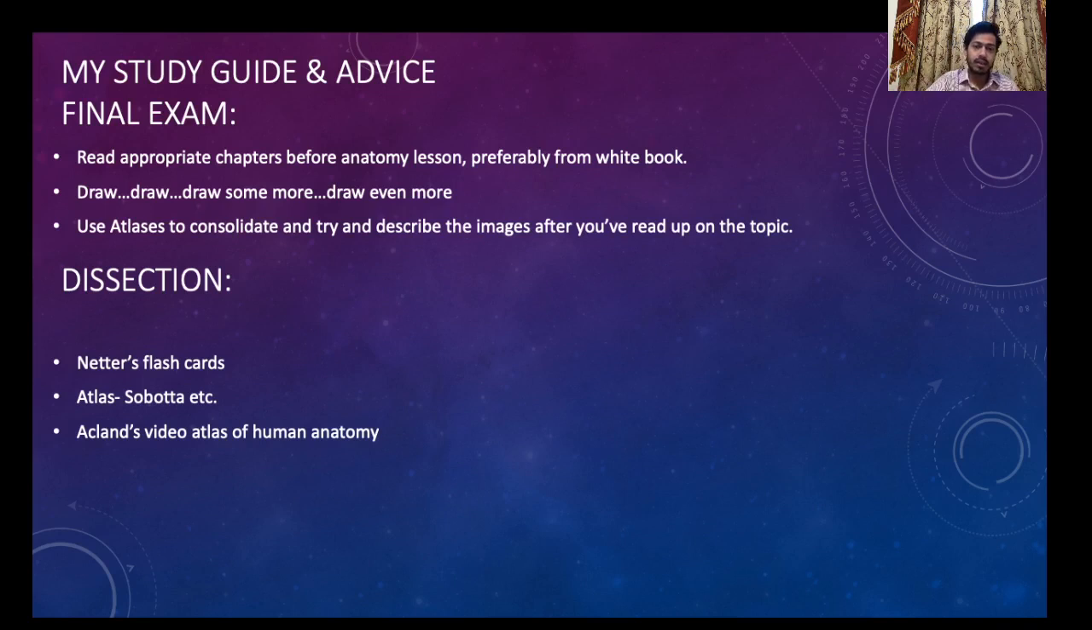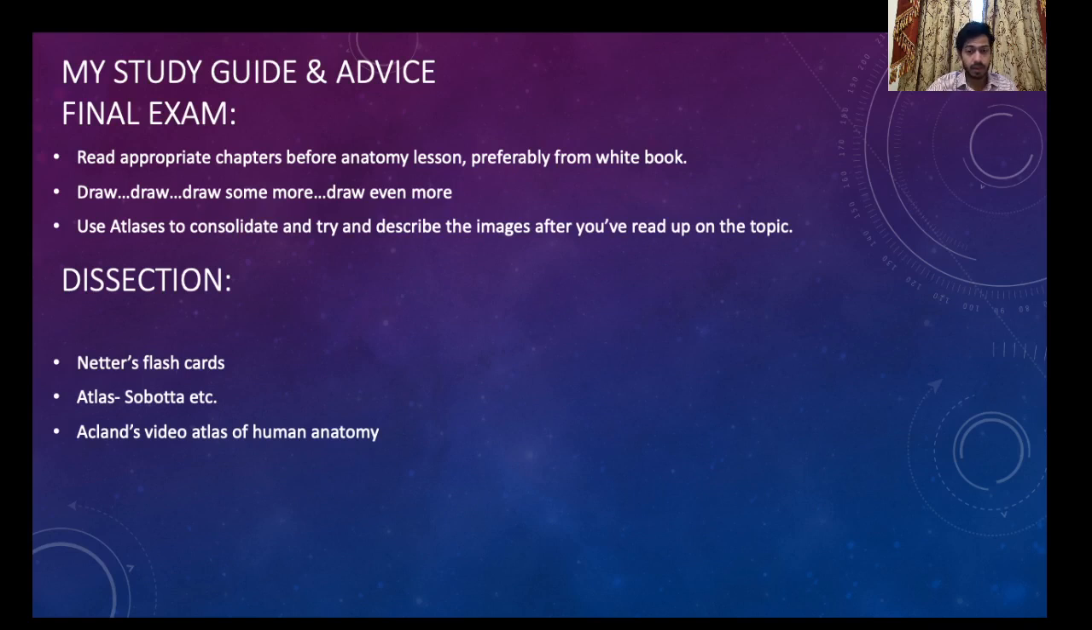Third thing, use atlases to consolidate and try to describe the images you've read up on. What I mean by that is, if you have any atlas, Sobotta or Netter or Gray's, whichever atlas, there are so many more, whatever you use, if you've read the information and you look at the figure or the image in the atlas, you should be able to describe what's going on. For example, if it's the spleen, you should be able to make the links with the renal impression, superior margin, superior pole, and so on. So use the atlas as a revision tool after you've read things maybe twice or thrice, and try to describe it.